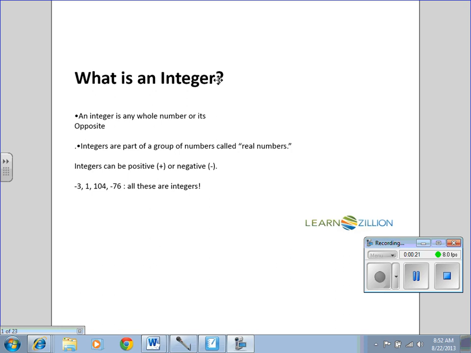The first question is, what is an integer? An integer is any whole number or its opposite. Integers are part of a group called real numbers. Integers can be positive or negative, and some examples are negative 3, 1, 104, and negative 76. All of these are examples of integers.